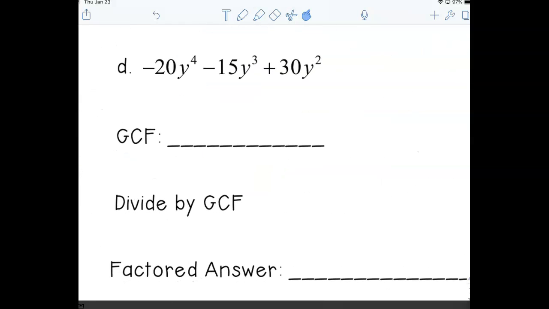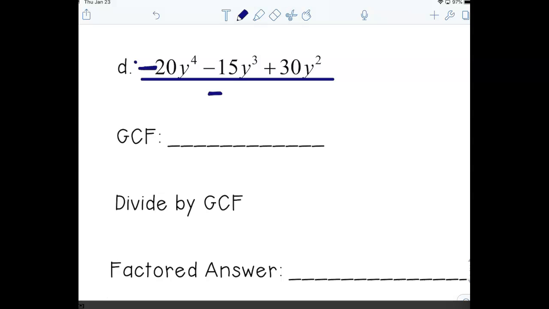Okay, let's do it again. I'm going to show this one a slightly different way. I'm going to divide the whole thing by the same thing. So that whole problem, I'm going to divide by the same numbers and letters. So they have to use a negative.